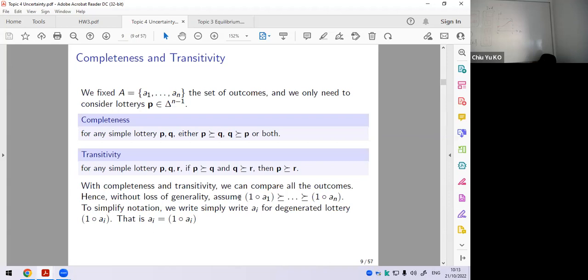A1 and A2 can be the same, and AN minus 1 can be the same, or everything the same is fine. But we can have a natural order of them. Some notation: if probability 1 with Ai, usually you just write Ai without the 1. That's simple notation. Is that okay? Because we can compare, you can always do this and then just rearrange. Is that okay?